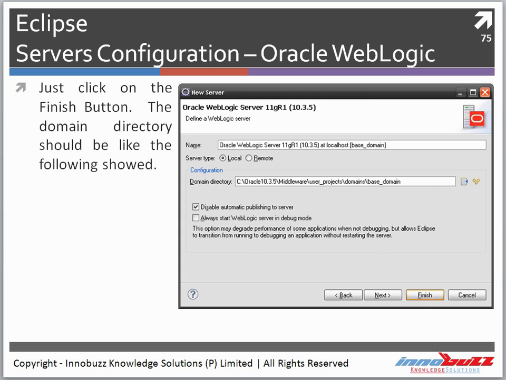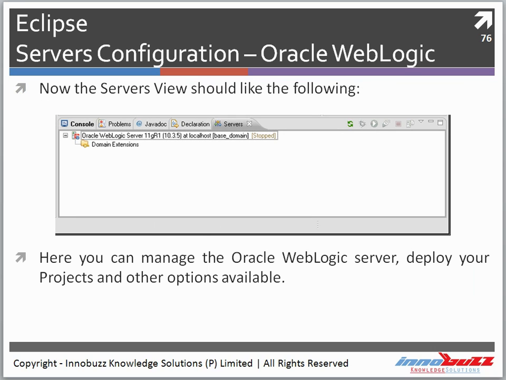Once you click on the base domain option, it should show you a window like the one here. Just click on the Finish button. Now the server should be on the server's view. Once again, you can start and stop the server and also publish your project on the server.